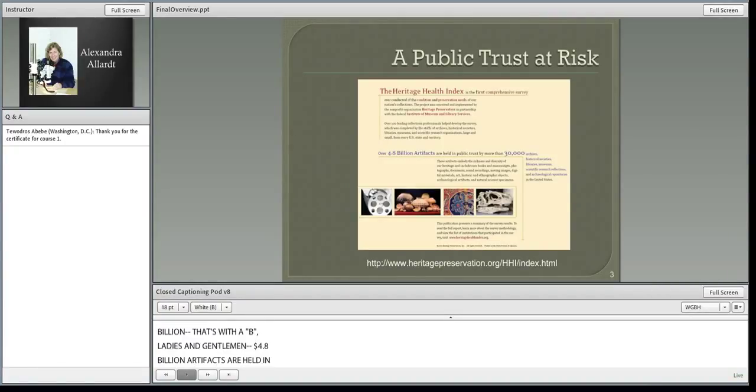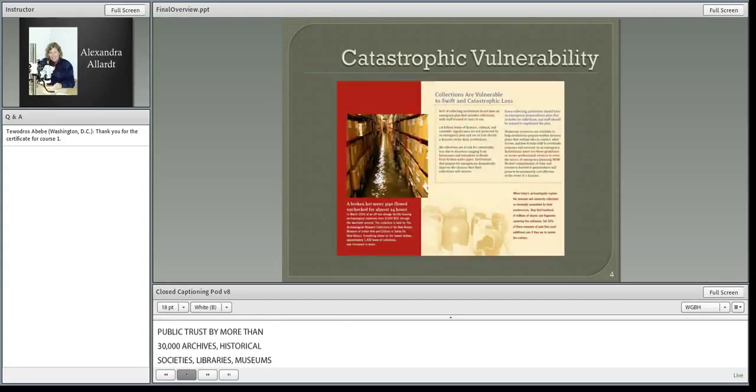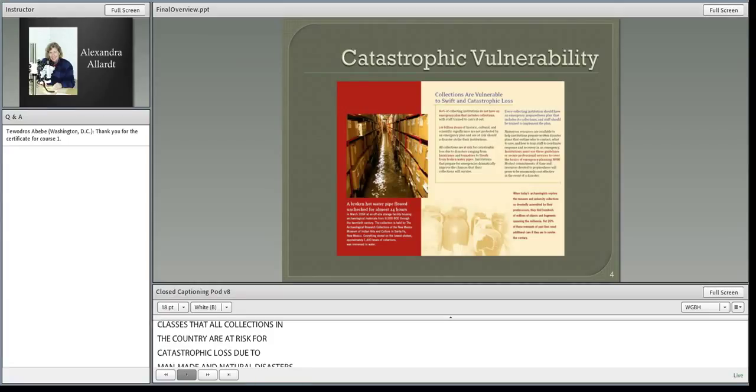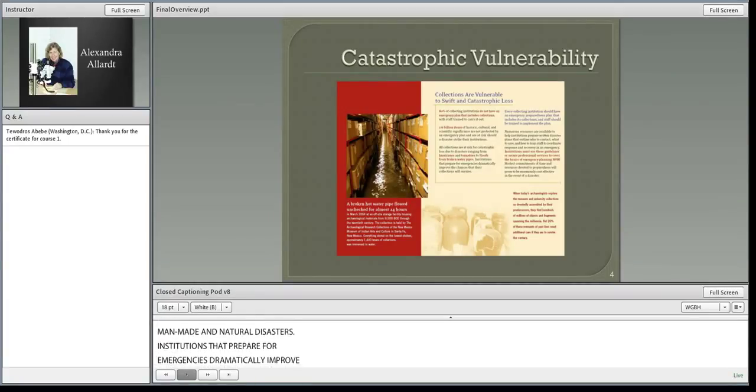The report also found, and this is the impetus for our classes, that all collections in the country are at risk for catastrophic loss due to man-made and natural disasters. Institutions that prepare for emergencies dramatically improve the chances that their collections will survive. A main recommendation of the report was that every collecting institution needs to develop both a plan to protect its collection and train staff to carry it out. The recommendation was the result of learning the dismal state of preparedness for protecting our cultural resources across the United States.